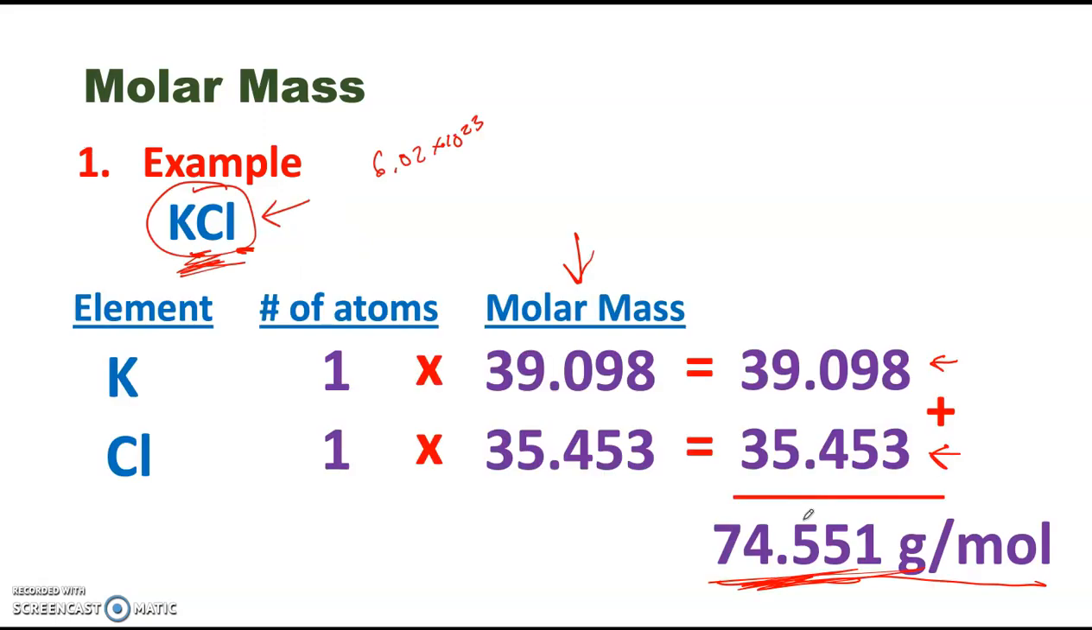The next example, actually I'm going to go back. Now, again, this is equal to 1 mole of the substance. If I wanted 2 moles, obviously I'd have to weigh out 2 times this much. If I wanted a half of a mole, I'd have to weigh out half this much. So that leads into the next video.